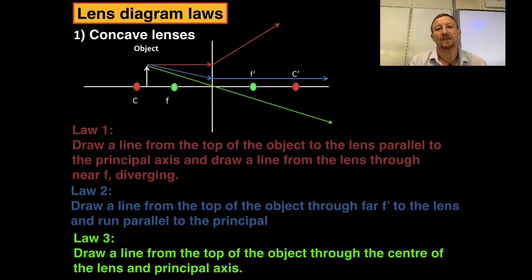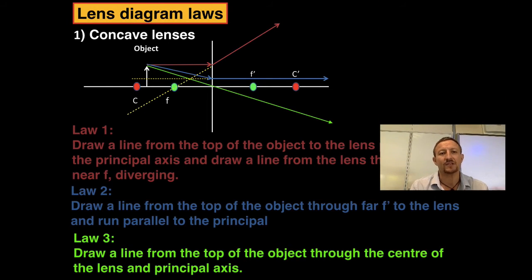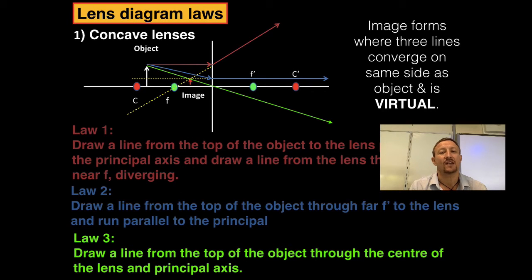Now, obviously we've got no lines which are converging, so I'm going to have to start to track back. So I track back from my first law, that you can see there in yellow, and you can see it's tracking back through the near focal point, and I track back from my horizontal blue line, and you can see that the green line and the two yellow lines converge on the same side as the object, hence that is where the image is, and our image is said to be virtual.